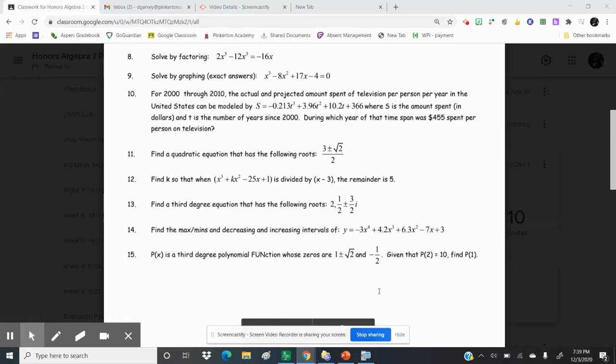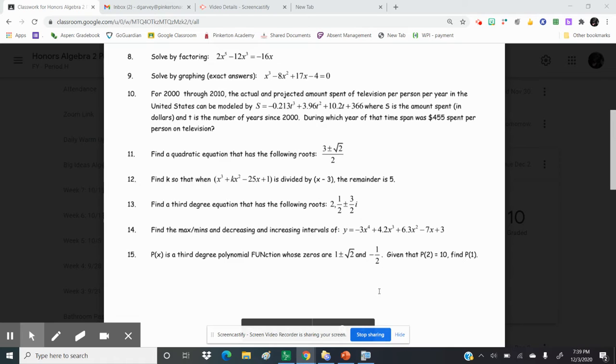All right, so this is Poly 25, number 15. It says P of x is a third-degree polynomial function whose zeros are 1 plus or minus the square root of 2 and negative 1/2. Given that P of 2 equals 10, find P of 1.